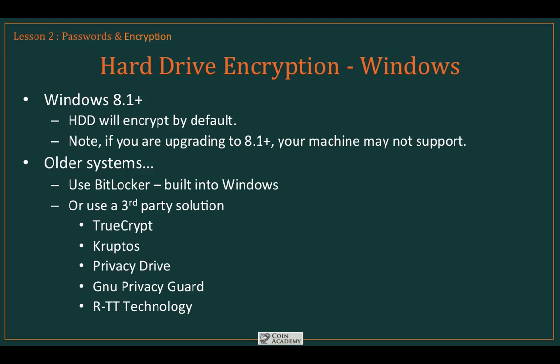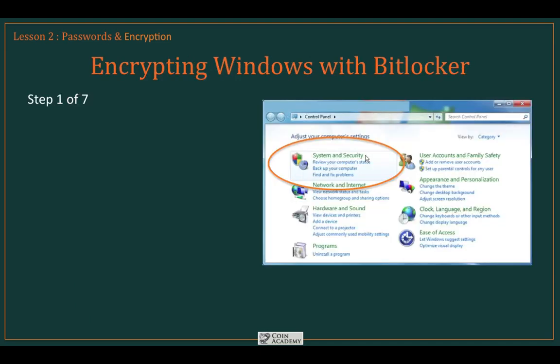If you don't want to use BitLocker, there are third-party solutions available. Some of them are on the screen right now: TrueCrypt, Cryptos, Privacy Drive. Pick whichever one's right for you, but frankly, for most people, BitLocker is the easiest to use. It's certainly the least expensive option. So here's how to encrypt a Windows hard disk drive using BitLocker.